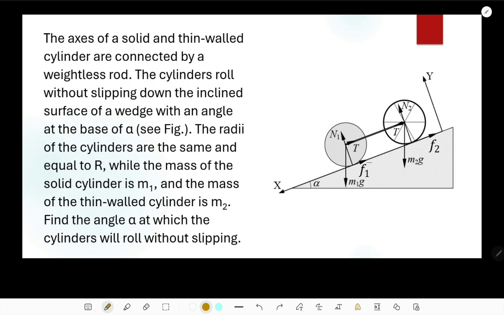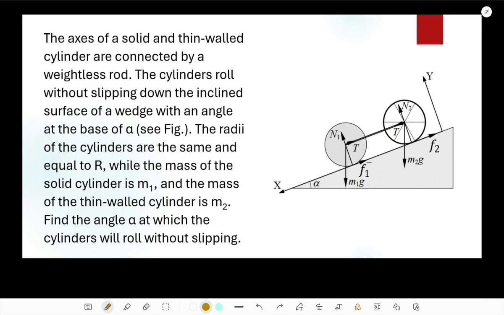So let's write the equations of motion, the system of equations of motion. Of course, I would first like to write the equation of motion of the center of mass of the cylinders along the x and y axes. That is why this coordinate system is selected. So I'm going to write the equations of motion of the center of mass of the cylinder along the x and y axes.